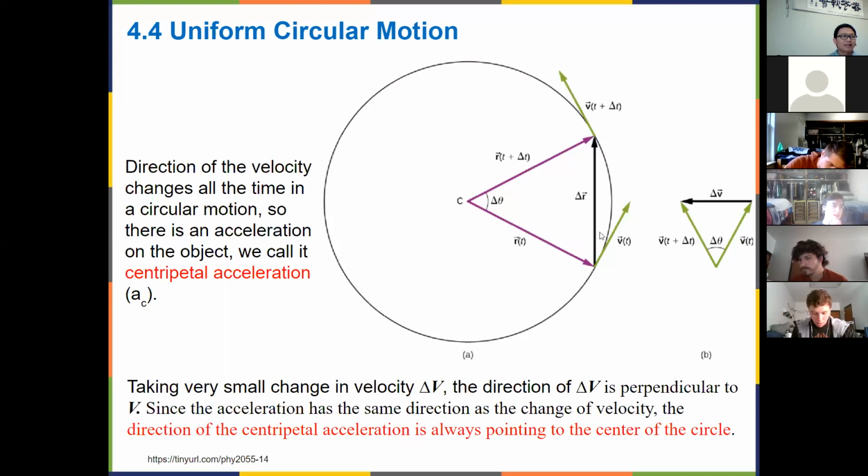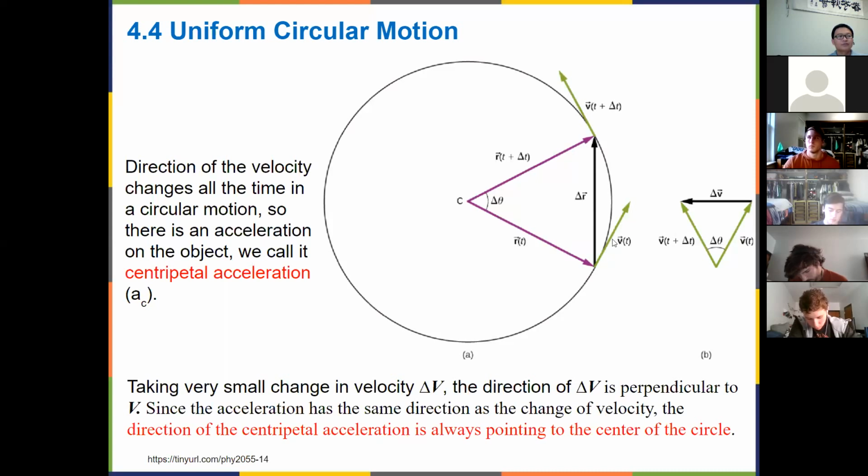If we look at the velocity vectors in green at two time instants, t and t plus delta t, and then the position vectors at t and t plus delta t in purple here, you can see that from t to t plus delta t, the position has a change in the form of the vector delta r, which is r of t plus delta t minus r of t. That's its position change, or displacement.